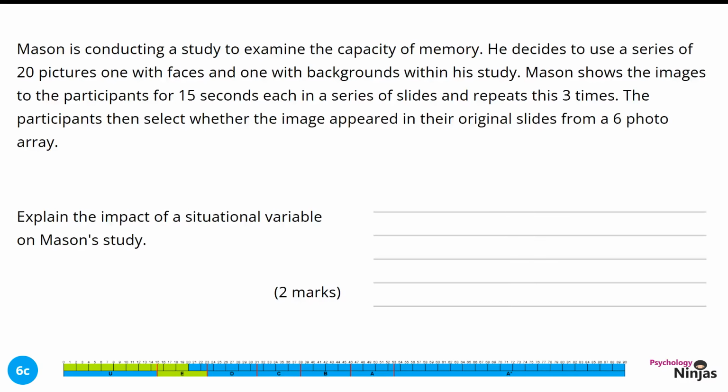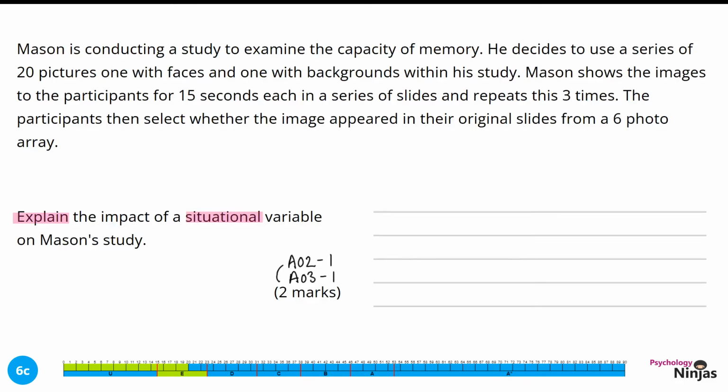Explain the impact of a situational variable on Mason's study, 2 marks. Here we have the command word explain, which means we need to give a detailed and thorough explanation or outline of what's happening. This needs to focus on a situational variable. These are ones around the location or the environment. We get 1 mark for explaining a situational variable. This must be relevant for the study and therefore it's an application mark. Our second mark comes from explaining the impact of that on the results of this particular piece of research.